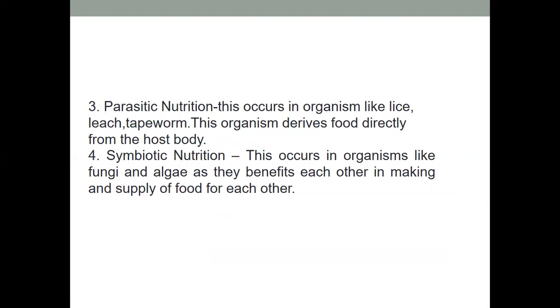Symbiotic nutrition occurs in organisms like fungi and algae, as they benefit each other in making and supplying food for each other. In symbiotic nutrition, algae do food production and fungi provide minerals to the algae to survive.